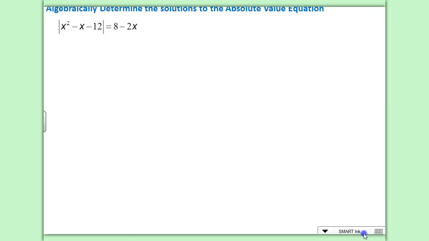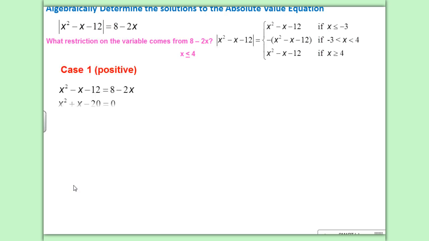The last algebraic question, and I want you to try and fly on your own. Again, you simply start off with the positive case and the negative case. So the positive case would simply be case 1. We'll talk more about the restrictions tomorrow, but we're not going to talk much about that now. Simply do case 1, positive: x squared minus x minus 12 is equal to 8 minus 2x. Solve that. It's a quad equation.